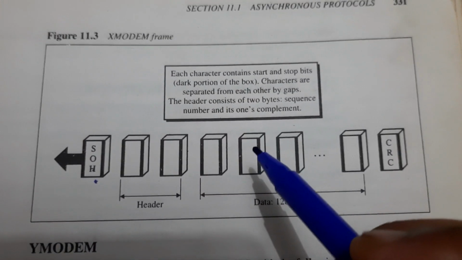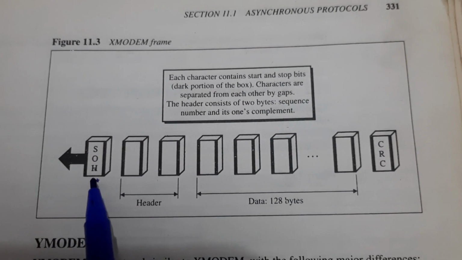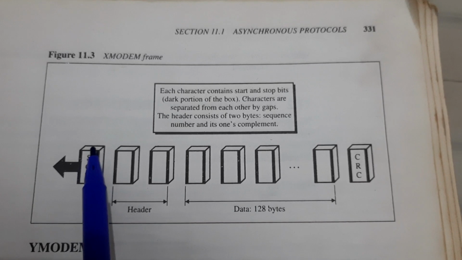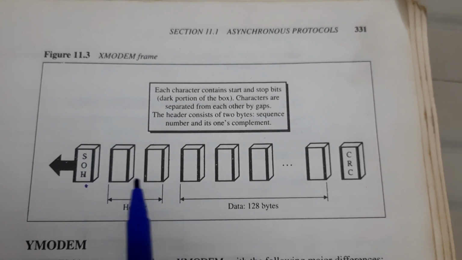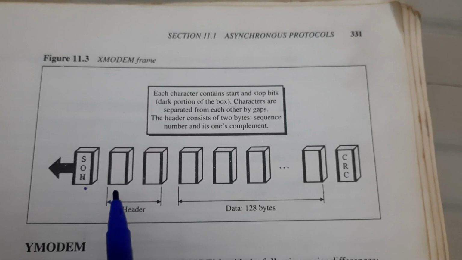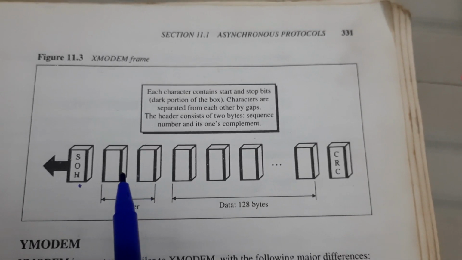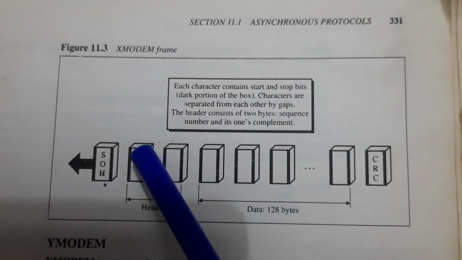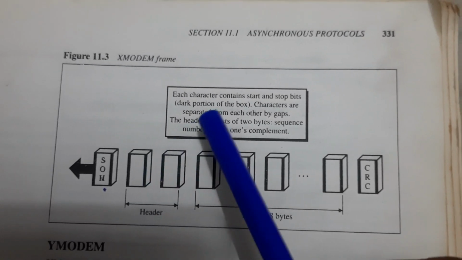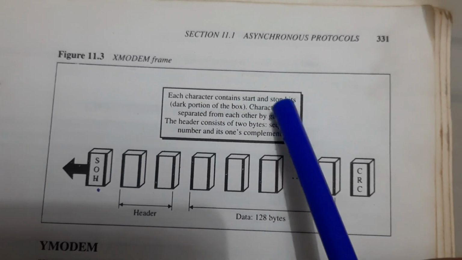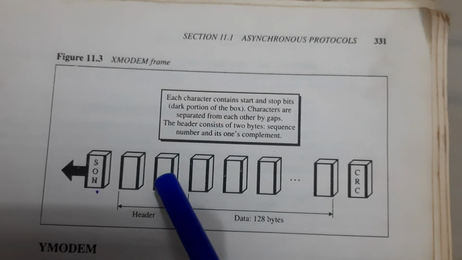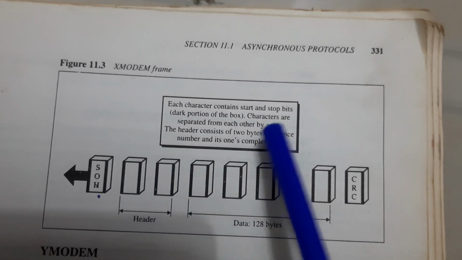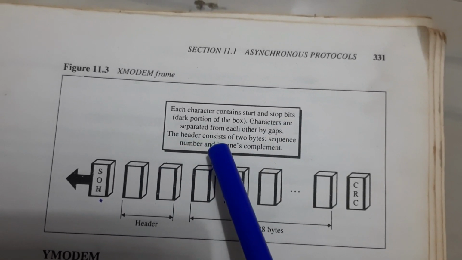First we see the XModem frame. It uses the first byte, that is 8 bits, for start of header, SOH, and the next 2 bytes are also used for header. The first represents the frame number, and the second is used to validate the sequence number. Each character contains start and stop bits, the dark portion of this box, and characters are separated from each other by gaps.